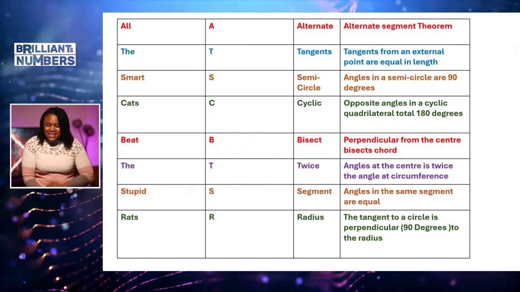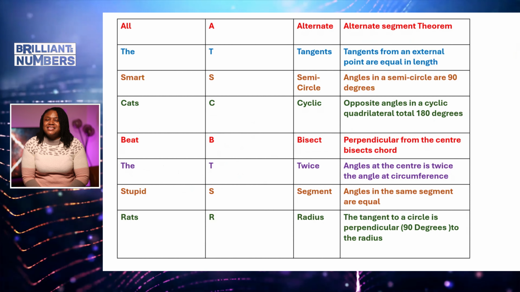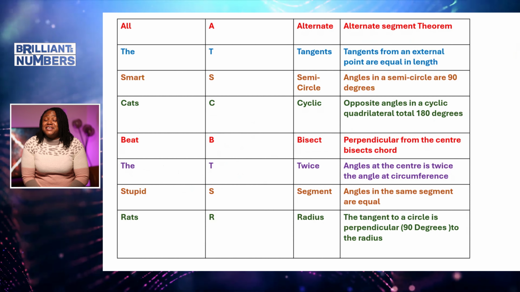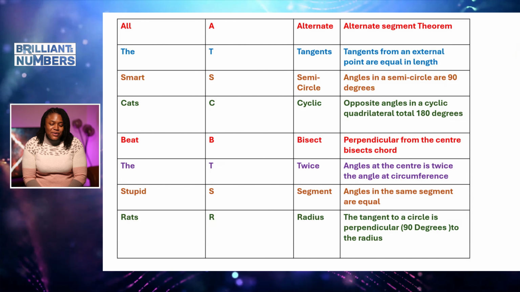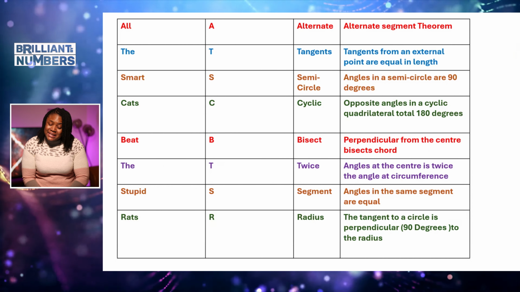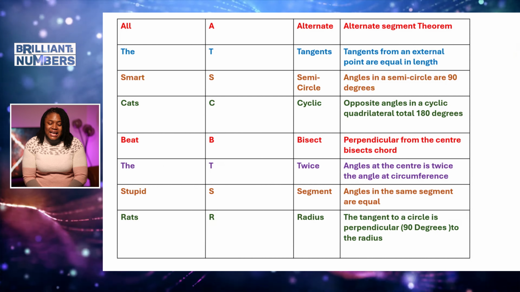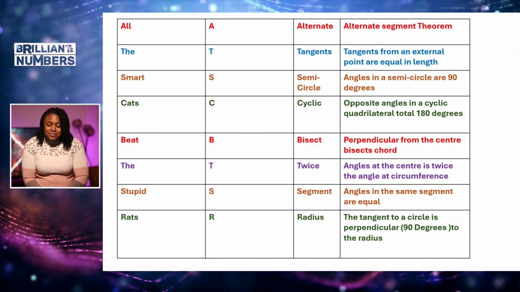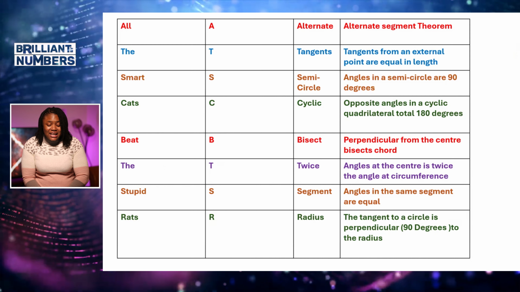Now, I know that at this point you may be saying, there are so many theorems to remember. So now I'm going to give you something that you will thank me for. So here is what you could use to remind you of all those theorems. All the smart cats beat the stupid rats. So each letter is for one of the theorems. So A, alternate segment. T is for the tangent theorem. S is for the semicircle. C is for the cyclic quadrilateral.